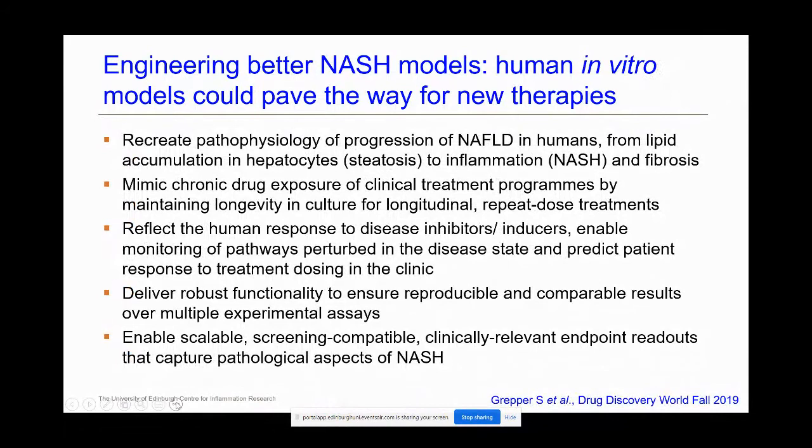Due to the high costs and the time required for animal testing, there's a growing interest in in vitro models of NASH, particularly for early preclinical screening of single or combinatorial therapies. And to meet the needs of today's pharma drug discovery efforts, in vitro NASH models must, if possible, exhibit the following characteristics. They should recreate disease progression across the NAFLD spectrum, maintain longevity to facilitate chronic drug exposure, recapitulate human pathway perturbation and responses to disease modulators, and show reproducibility, and ideally generate clinically relevant NASH readouts, ones that can be measured at scale using high content, high throughput assays.